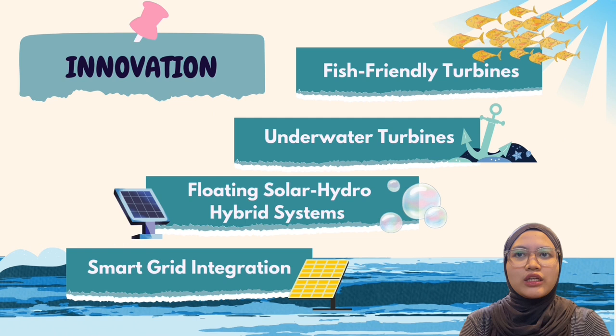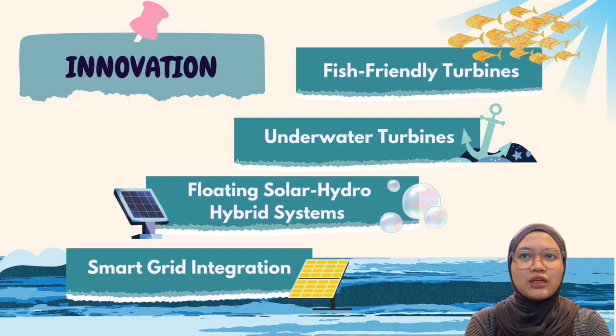Next, smart grid integration. Integration with smart grid technology could enable more efficient distribution of hydropower generated electricity. This could involve real-time monitoring and adjustment of generation levels based on demand, as well as better coordination with other renewable energy sources. Third, fish-friendly turbines.